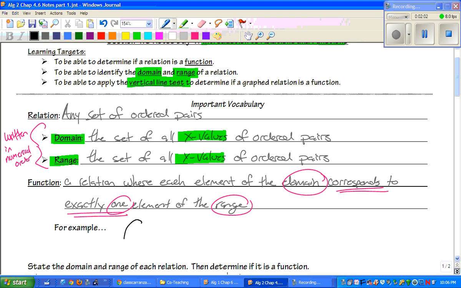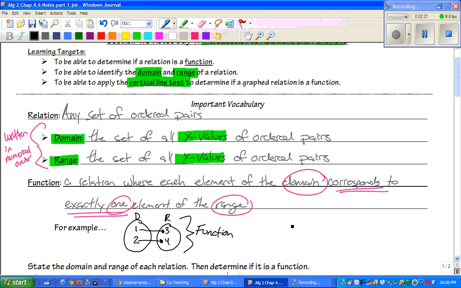And we'll take a look at it this way. So here's our domain. If I have the number 1, there's my range. Let's say that it goes to 3. So when you plug in 1, you get the answer 3. When you plug in 2, you get the answer 4. This right here is a function.